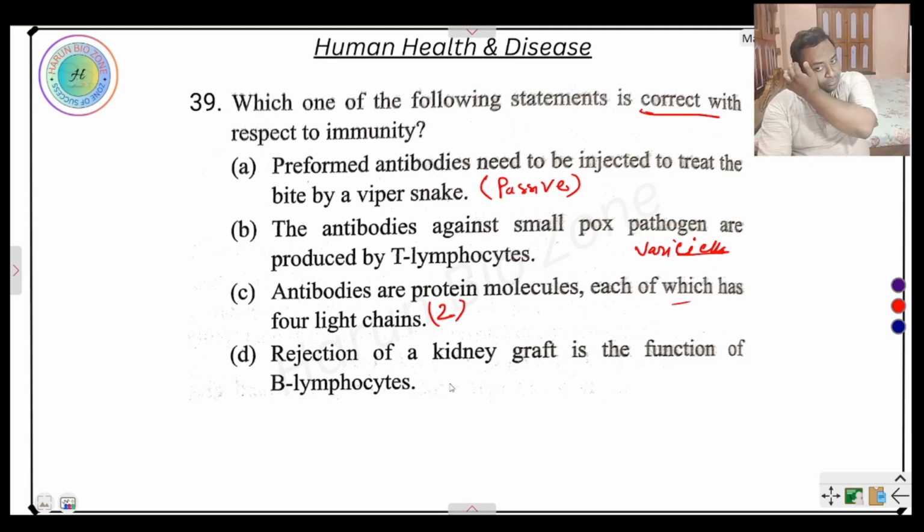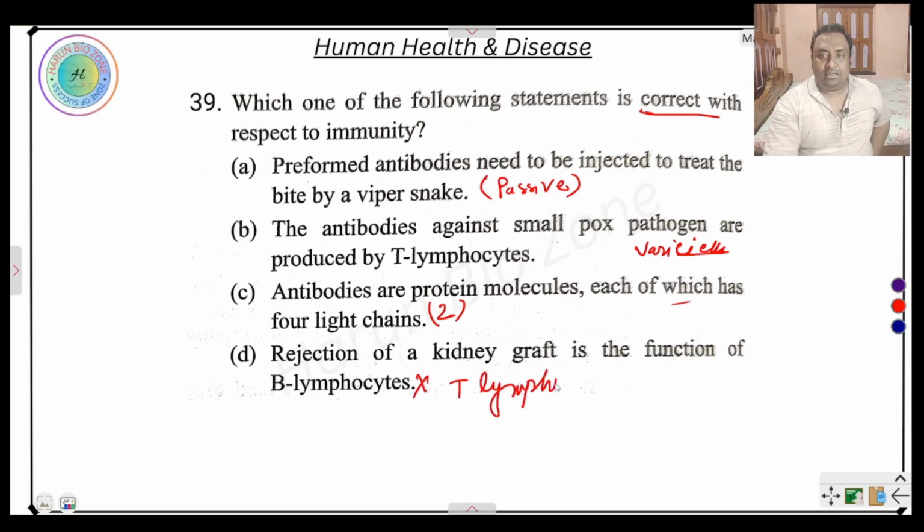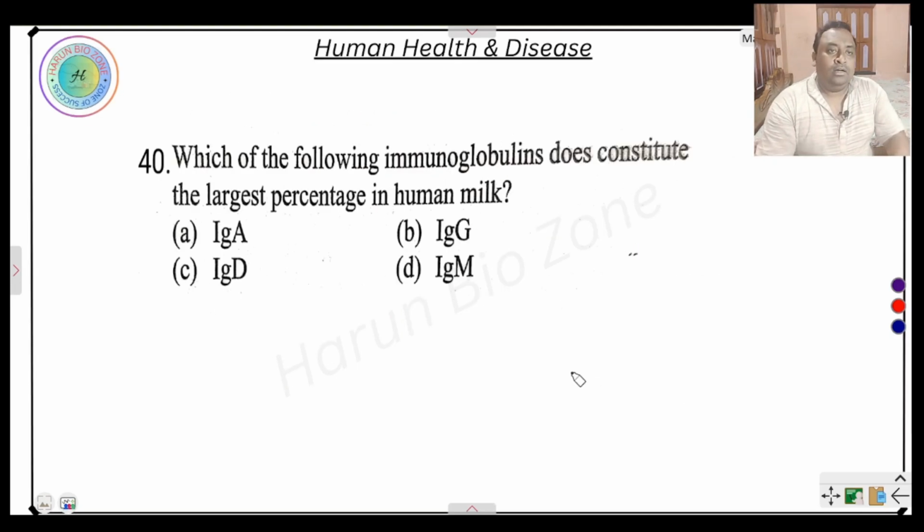Rejection of kidney graft is the function of T lymphocytes. The correct option is only A. Preformed antibodies need to be injected to treat the bite by a viper snake. Which of the following immunoglobulins constitutes the largest portion in human milk? This is IgA. IgA is called secretory antibody.